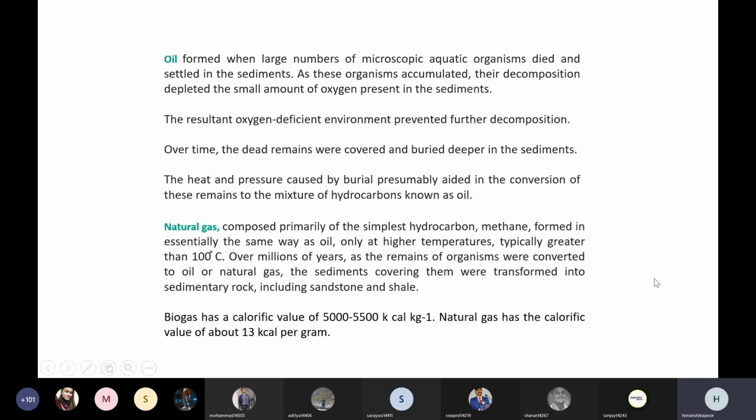Coming to the calorific value, the calorific value is extremely high: 13 kilocalories per gram. We also studied biogas, and its value is 5,000 to 5,500 kilocalories per kg. So you can just compare the difference.